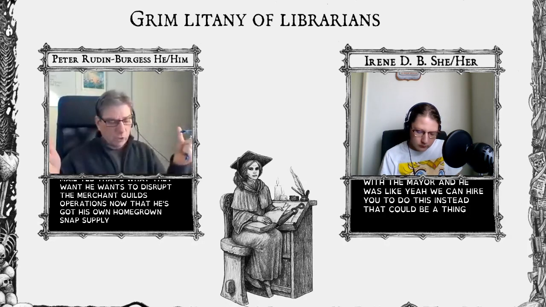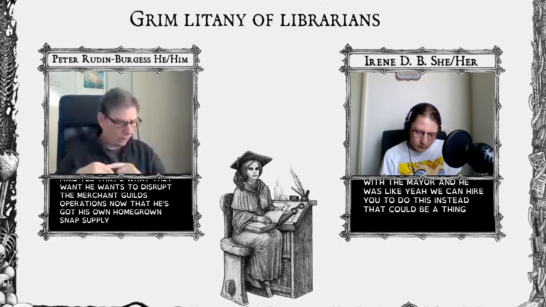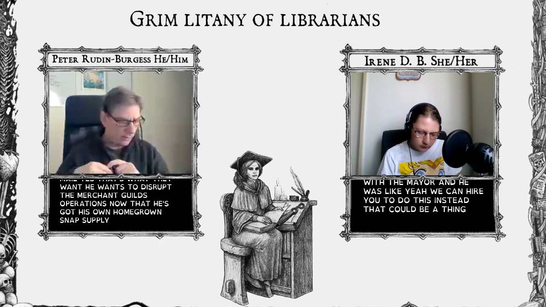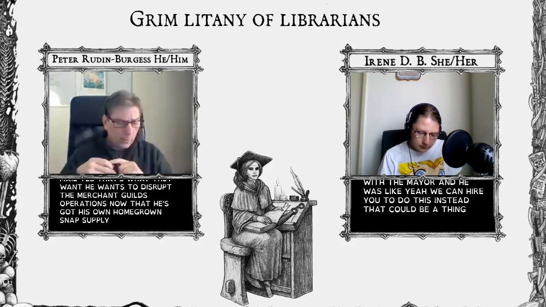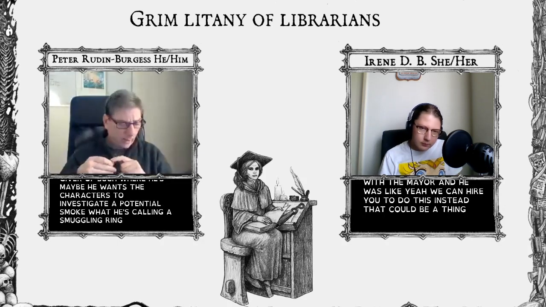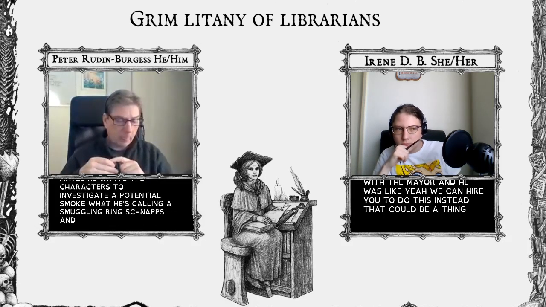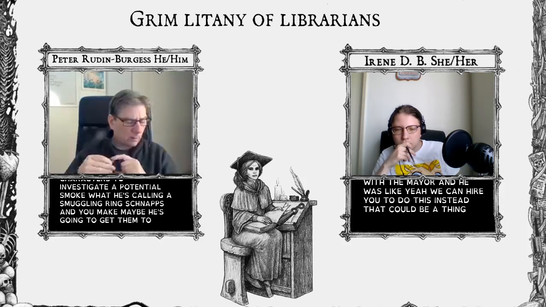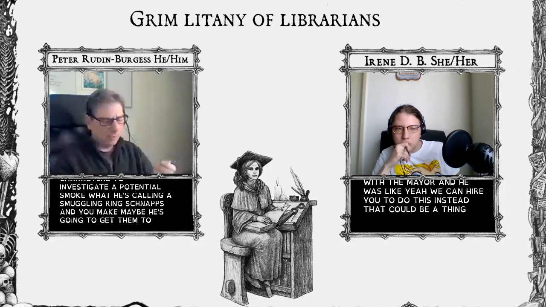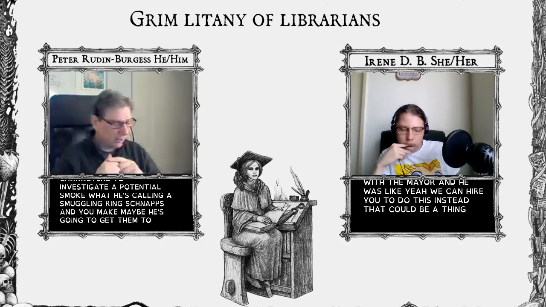So he could initially become a quest giver, where he wants the characters to investigate what he's calling a smuggling ring importing this illegal blood schnapps. And maybe he's going to get them to use the Stevedores Union to get access to the shipping, the loading and unloading of the ships, so they can search it. That brings that in.